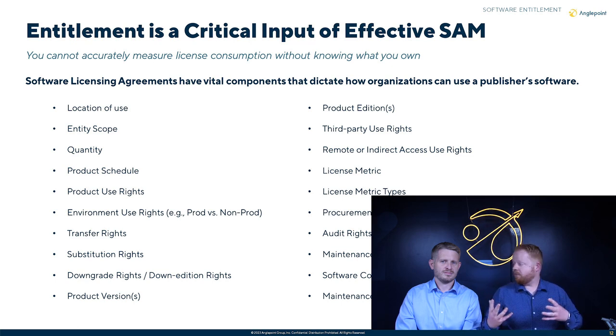Also, we care about what versions or what editions of the software we are entitled to use. Publishers are making constant updates and constant changes to their software, releasing new versions and new editions, and we need to know at what version or what edition we are entitled to use. We also may care about environment use rights.